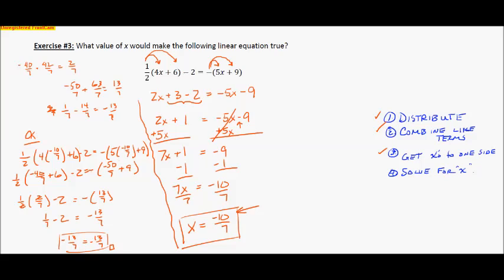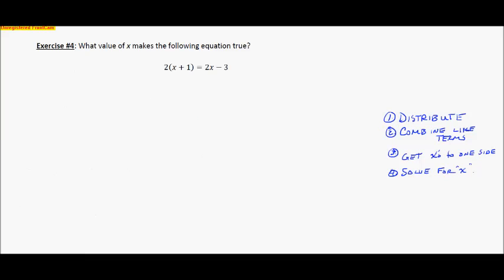We're going to turn this one off and look at this next problem here. And we're going to do the same thing. We're going to solve for x here. So first distribute. So I'm going to distribute this 2. And 2 times x is 2x. And 2 times 1 is 2. And this one, boy, pretty easy. We've distributed. We don't have any like terms to combine on each side.